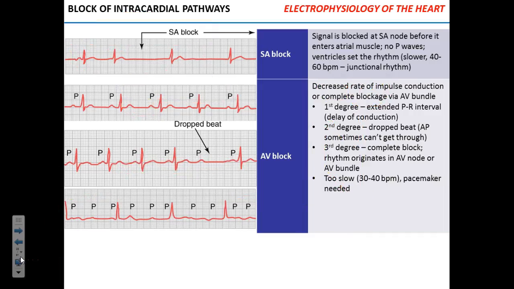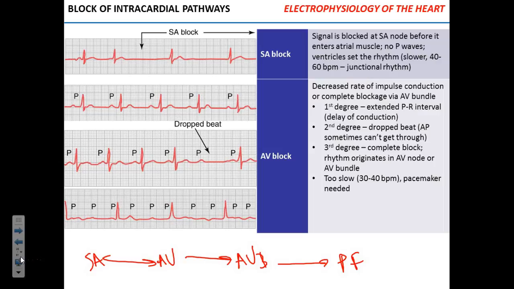Let's take a glance at what kind of problems we can see on the EKG. Again, I'm reminding you: we have the SA node, the signal goes to the AV node, then to the AV bundle, then to the Purkinje fibers. I'm putting that on the slide so we can refer to it for each and every problem.